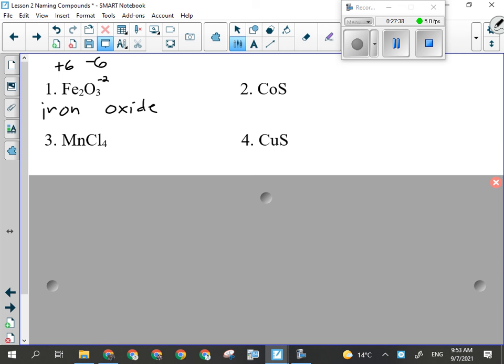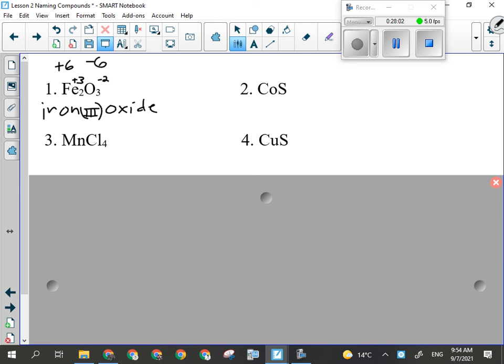So I multiply these 2 together. What do I do with these 2 to get my missing number? I divide. I have 2 irons to get 6 positive charges from. That means each iron must have a charge of +3. So this is iron 3 oxide. Everybody all right with that?